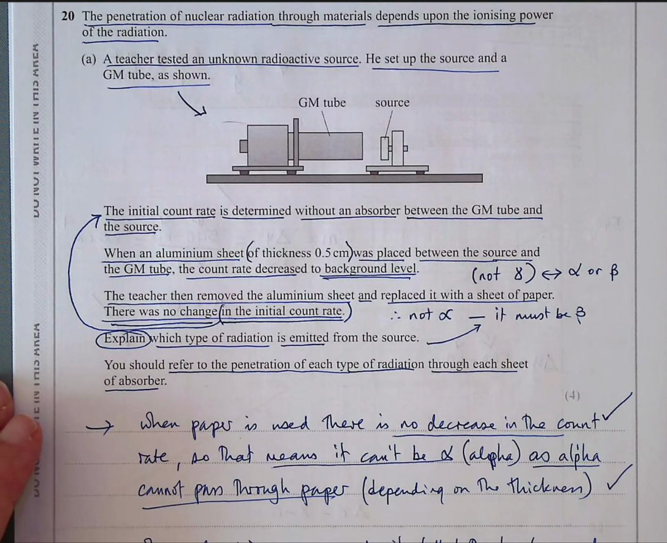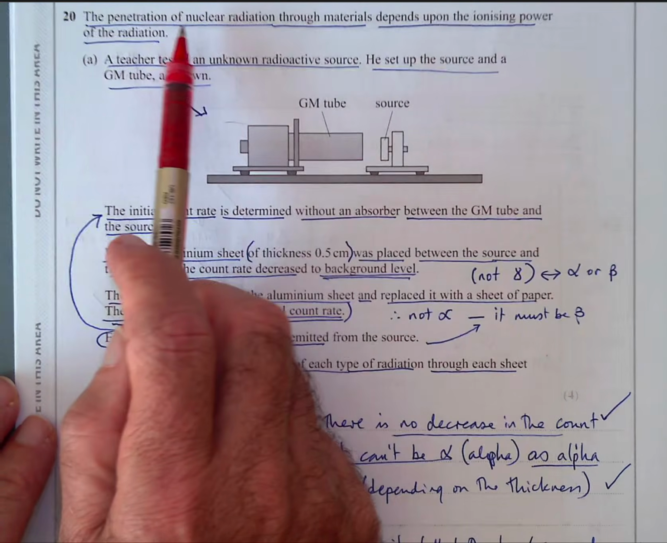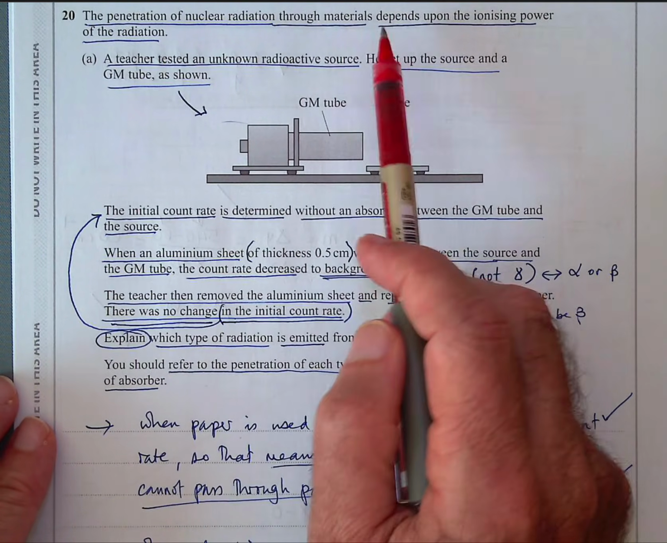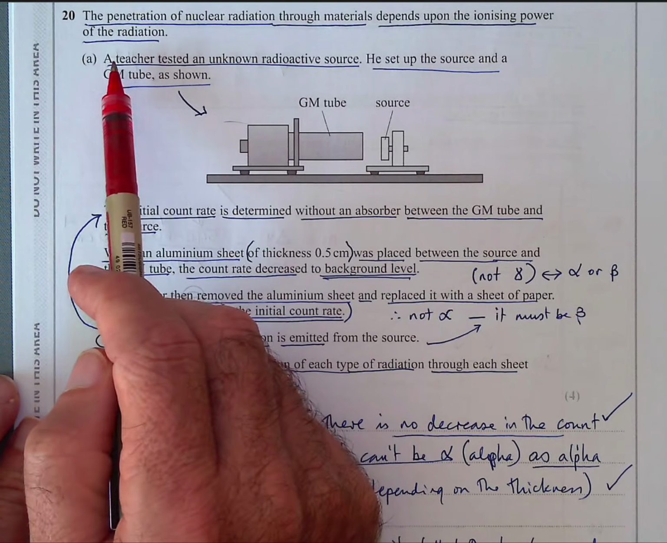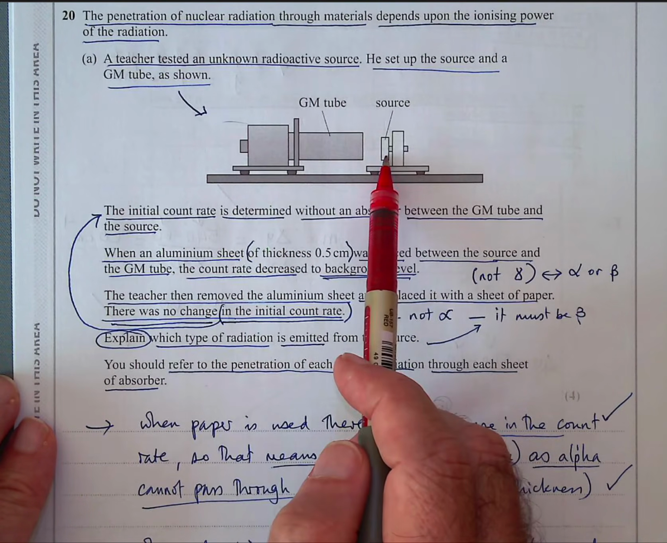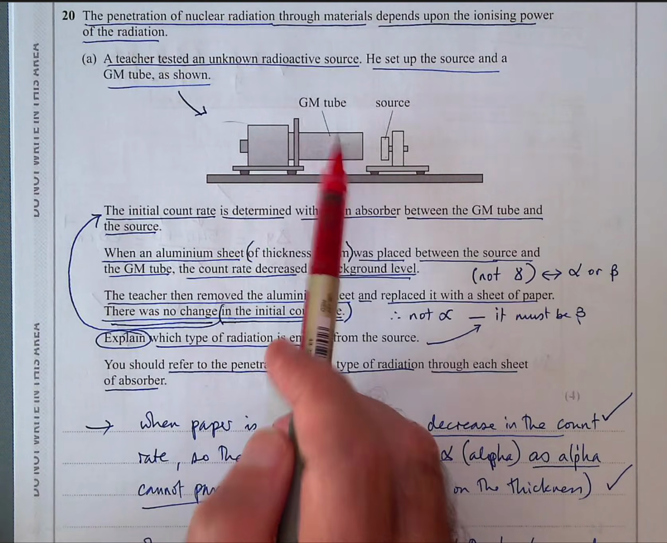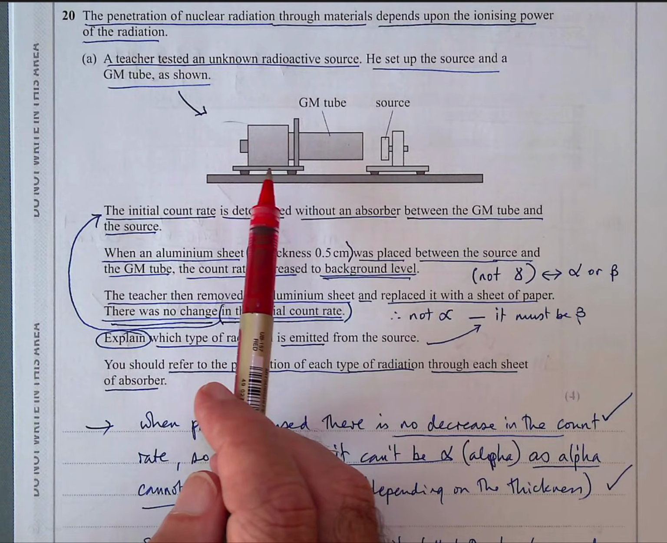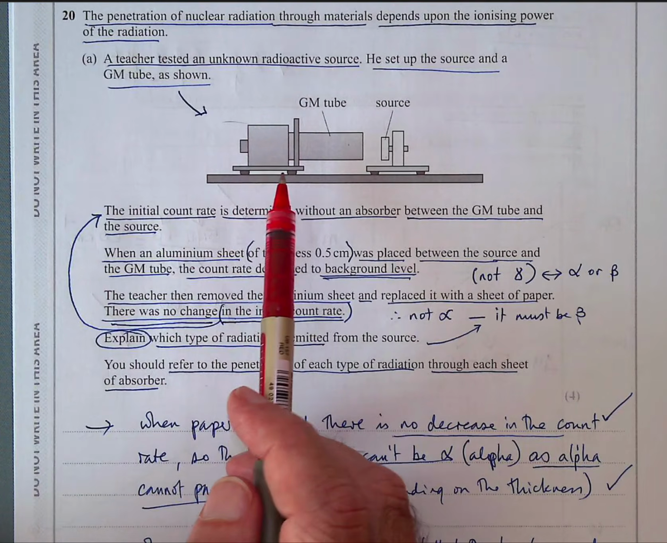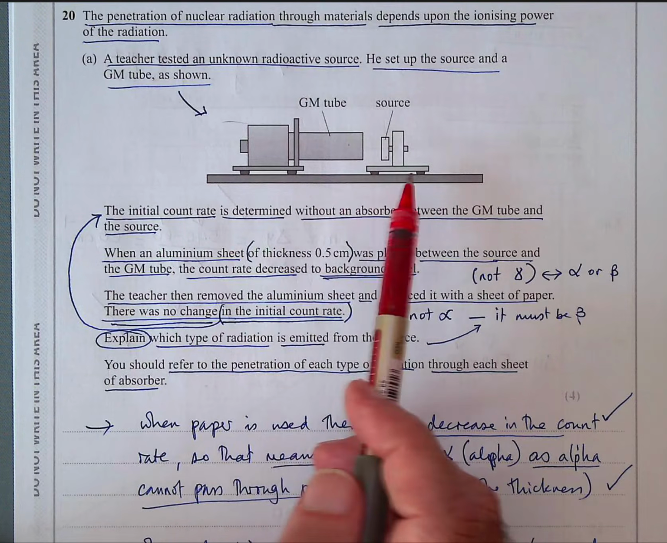Then there's another one coming up, and this is about penetration of radiation. The penetration of nuclear radiation through materials depends upon the ionizing power of the radiation. A teacher tested an unknown radioactive source. He set up the source and the Geiger-Müller tube as shown. Unfortunately, where I'm working we don't have one of these, so you can find an online version where you can do experiments with the source.